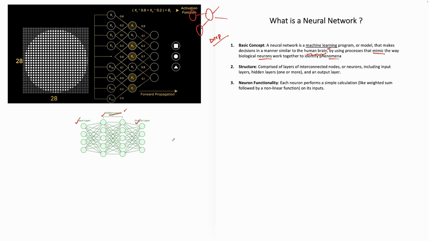Each neuron performs a simple calculation like a weighted sum, followed by a non-linear function on its inputs. The best way to understand is, let's say we give the model the image of a circle. Now this image comprises 28 by 28 pixels. Each pixel is sent to each neuron, because 28 times 28 is 784, correct? Now, these neurons are interconnected. One neuron is connected to the other neuron, and this interconnection is called a channel. Always remember, this is called a channel, right?